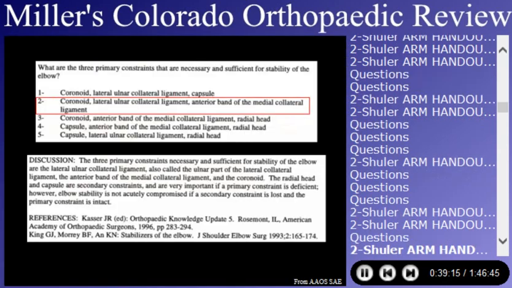What are the 3 primary constraints that are necessary and sufficient for stability of the elbow? Necessary and sufficient. Coronoid, lateral ulnar collateral ligament, anterior band of medial collateral ligament.